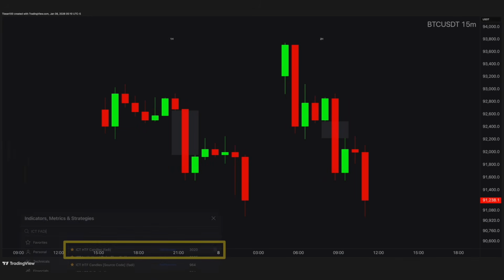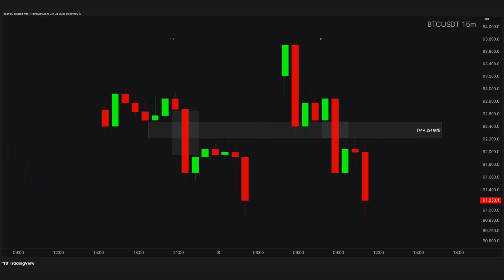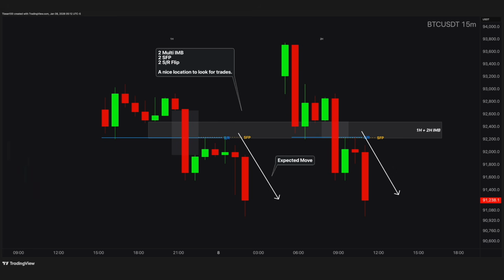First of all, by using this ICT high time frame candles indicator, we can identify and analyze multiple time frames at the same time. This allows us to see different types of price action and smart money concepts together without constantly switching between time frames. For example, when you look at the 1 and 2-hour time frames, you can clearly see the multi-imbalance area, followed by multiple swing failure patterns and multiple SR flips at once. Because of that, you immediately get a clear trade idea along with an expected move that could happen.